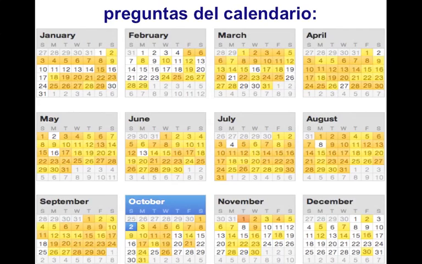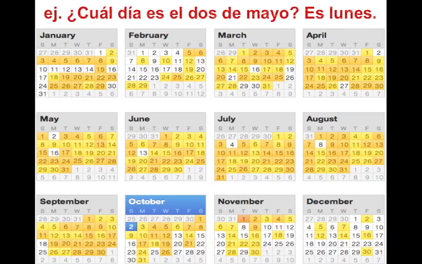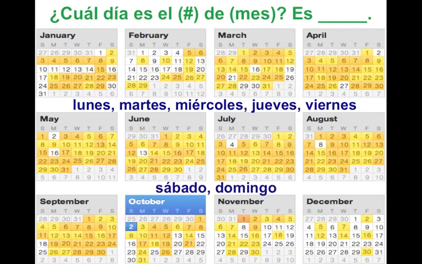Now you see a calendar, and you'll see the days of the week. Preguntas del calendario. ¿Cuál día es? And now I'm going to give you a date, and you're going to tell me which day of the week it is. So, por ejemplo, ¿cuál día es el 2 de mayo? Take a look. Find the 2nd of May, and you would say, es lunes.